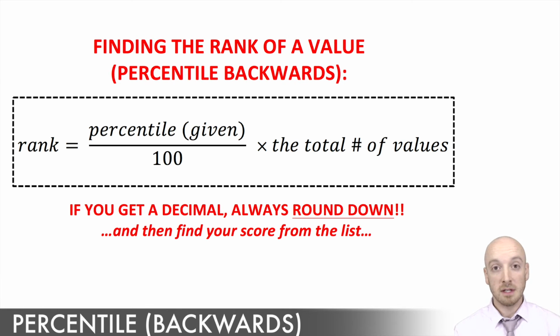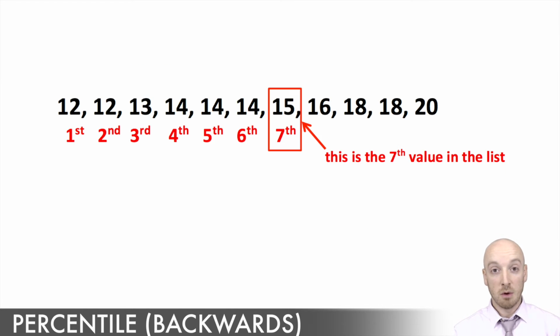Next, what you have to understand is that the answer that we get is going to give us the rank of our score in the distribution. So if we get an answer of 7, let's say, that means we're the 7th value from the start of the distribution. We can't just say the answer is 7. We have to count off that 7th number in the list.